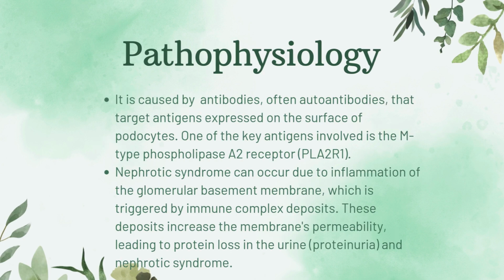Now, let's break down the pathophysiology of membranous nephropathy. This condition is caused by antibodies, often autoantibodies, that target antigens expressed on the surface of podocytes. One of the key antigens involved is M-type phospholipase A2 receptor, which plays a major role in primary membranous nephropathy. As these immune complexes deposit along the glomerular basement membrane, GBM, they trigger inflammation. This leads to increased permeability of the membrane, causing protein loss in the urine, a hallmark of nephrotic syndrome.